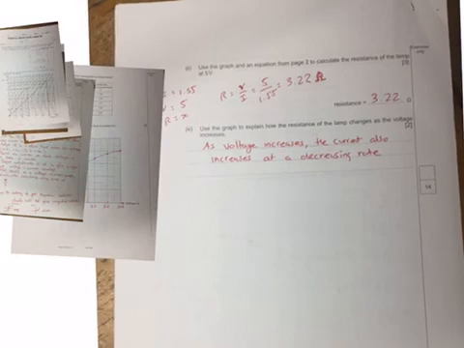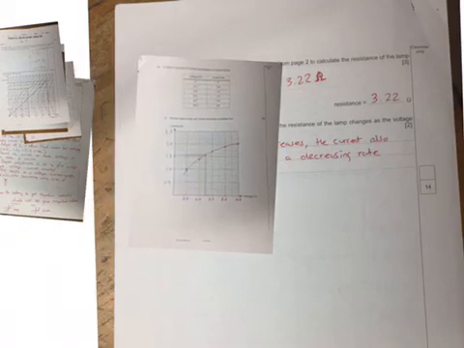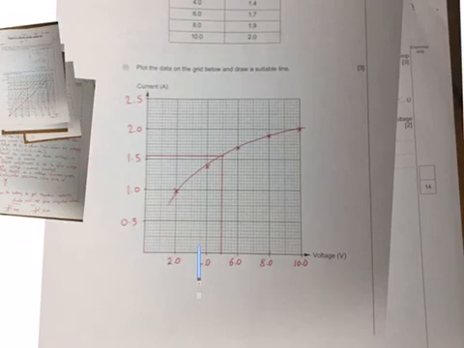Use the graph to explain how the resistance of the lamp changes as voltage increases. Well, there we are. As voltage increases, the current also increases at a decreasing rate. So as voltage increases, the current is also going up, but at a decreasing rate. It's going to start tailing off. Okay, and that is that paper. So hopefully you've listened and you're going to get something from that.